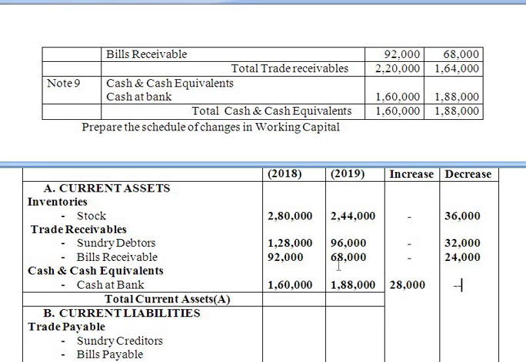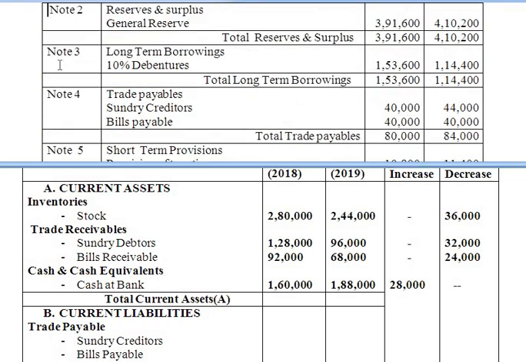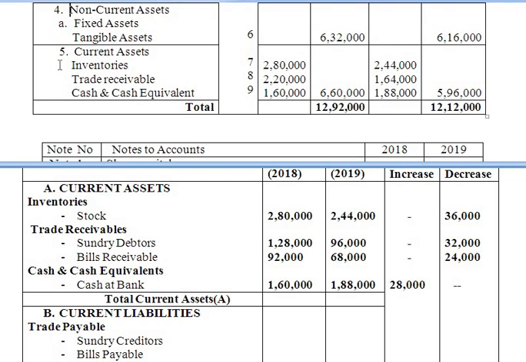Now next one, we don't have any other current assets over here, we had only 3 current assets. See here, inventories, trade receivable, cash and cash equivalents. All three assets we have taken here, and their differences also we have written, like what is the change in the current assets and what is the effect on working capital, that we have written here.